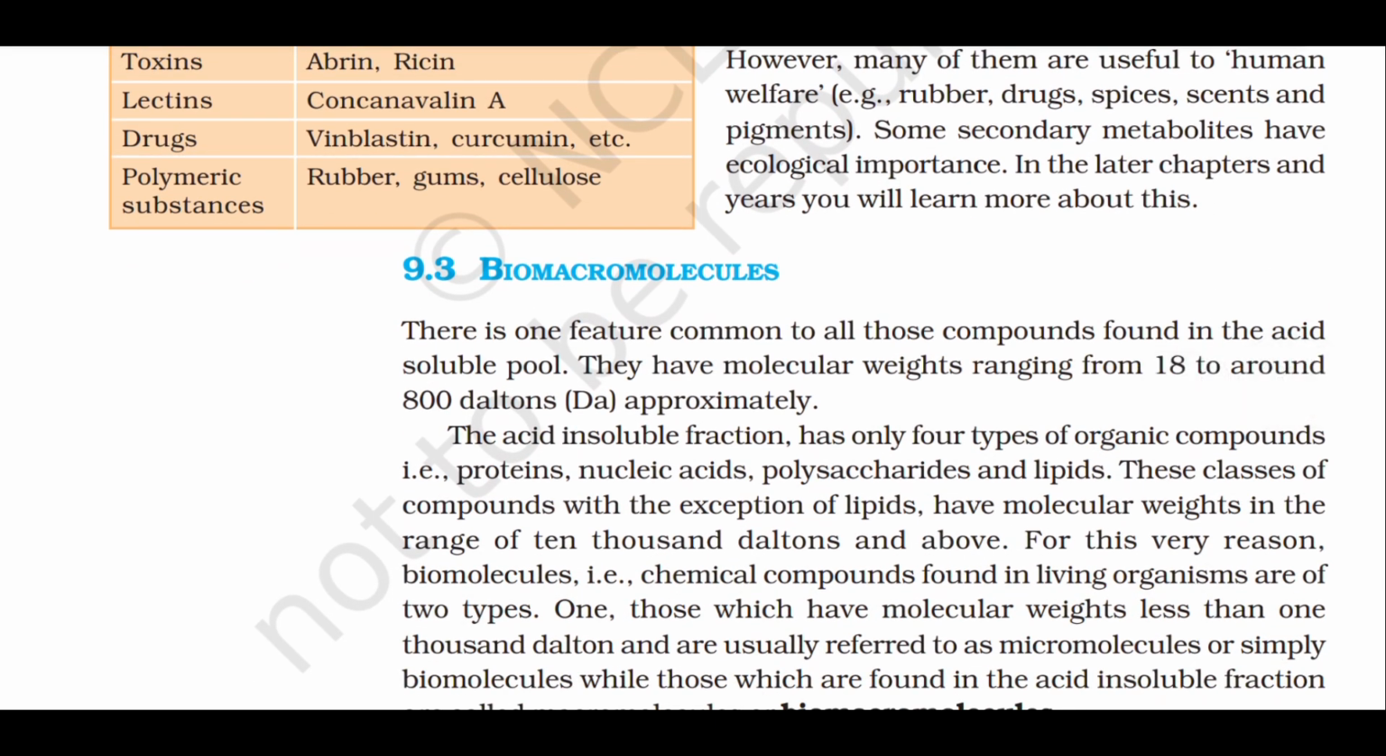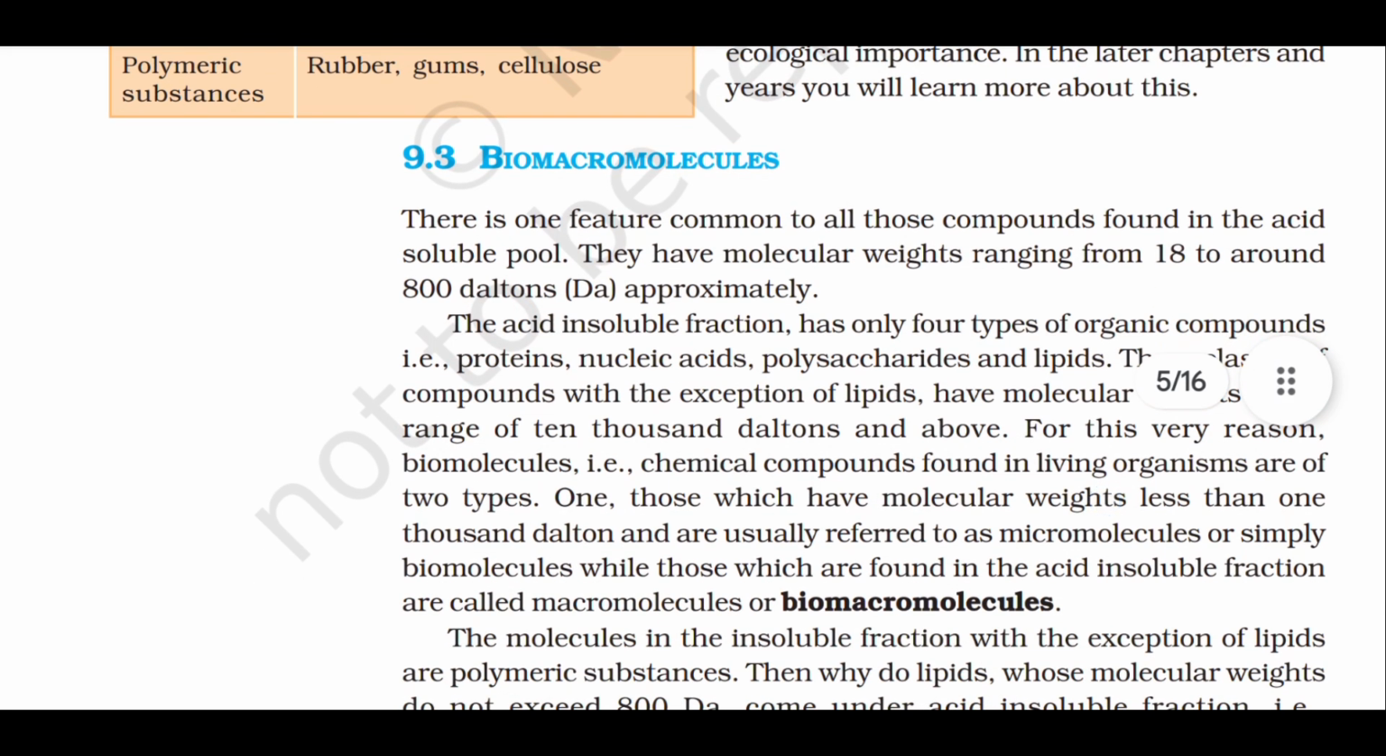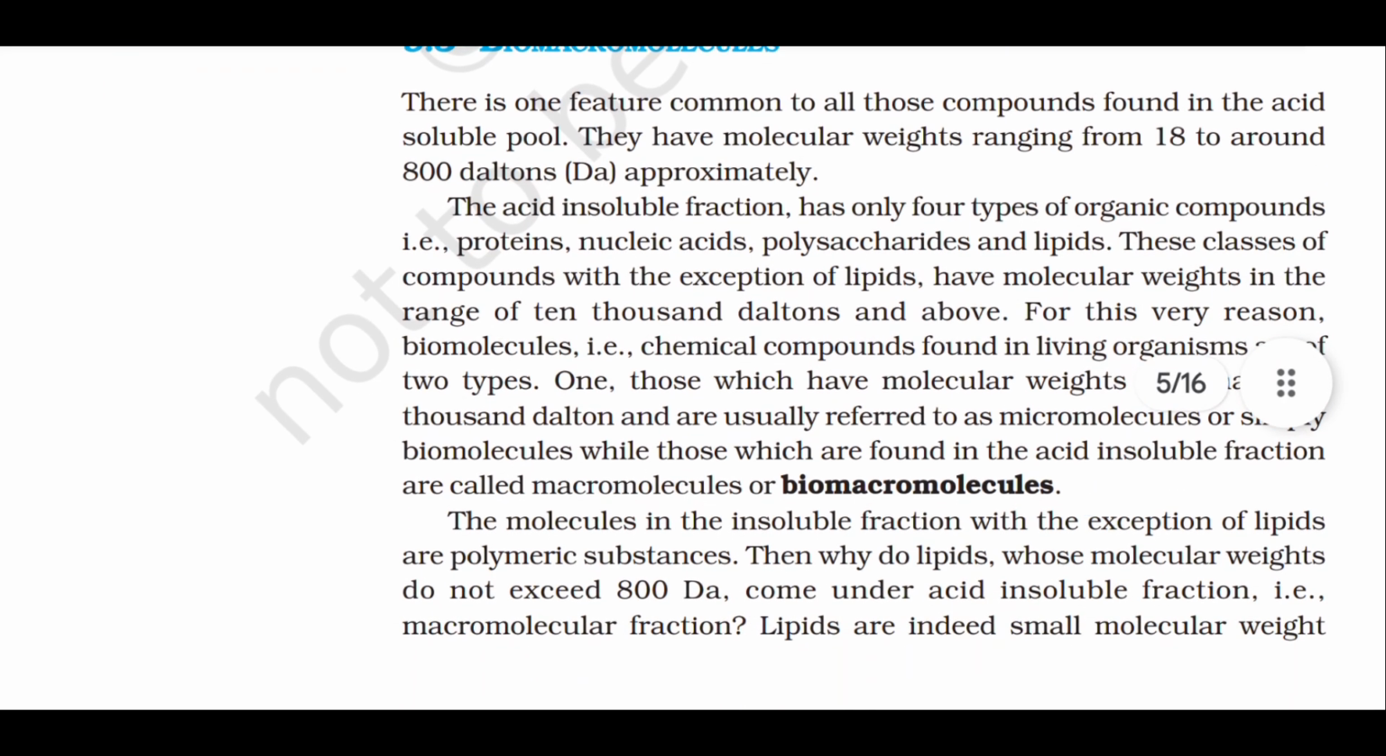9.3 Biomacromolecules. There is one feature common to all those compounds found in the acid-soluble pool. They have molecular weights ranging from 18 to around 800 Daltons approximately. The acid-insoluble fraction has only 4 types of organic compounds, that is proteins, nucleic acids, polysaccharides, and lipids. These classes of compounds, with the exception of lipids, have molecular weights in the range of 10,000 Daltons and above.